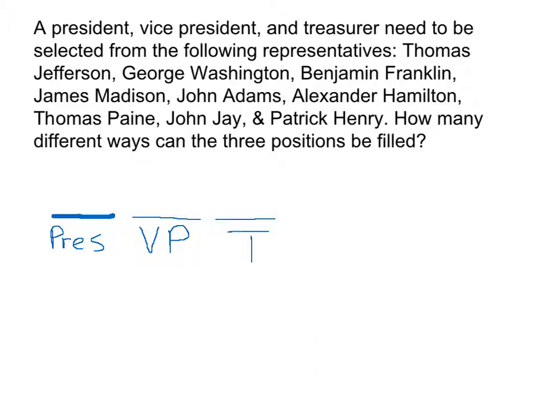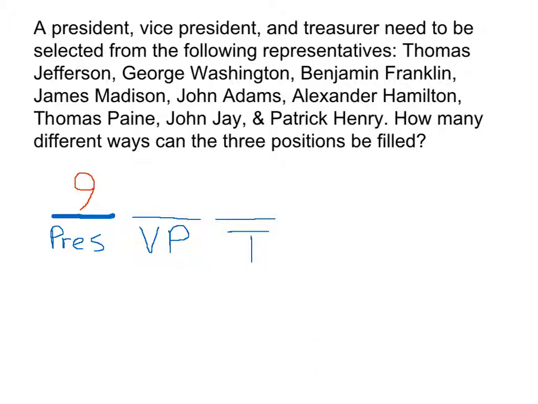All of these spots need to be filled from this list of 9, if we count them: Jefferson, Washington, Franklin, Madison, Adams, Hamilton, Paine, Jay, and Henry. There are 9 total guys there. I need to choose from those 9 guys one person to be president, one person to be vice president, and one person to be treasurer. So if I think about this, I have 9 people to choose from. Any of the 9 could be president. So I have 9 choices for president.